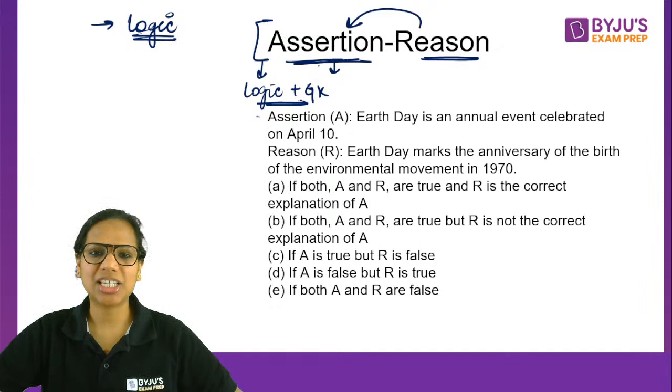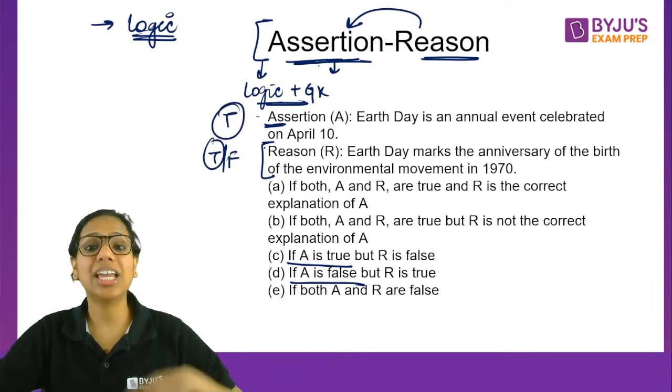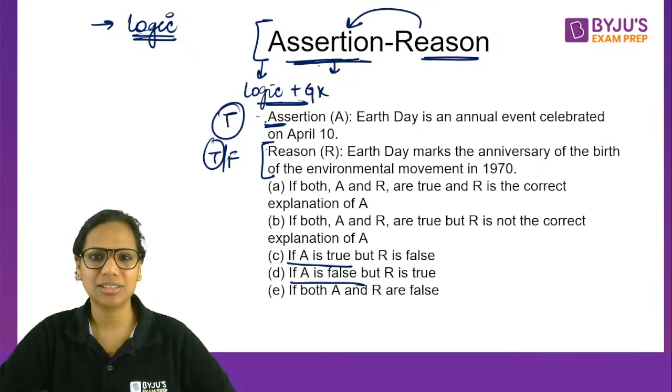So one statement has been made. First of all, you have to assess whether this statement is true or false. If it turns out to be true, then check this. Is it true or false? Check this. If both turn out to be true, then you have to see whether this is the reason for this or not. Otherwise, you don't have to see that.